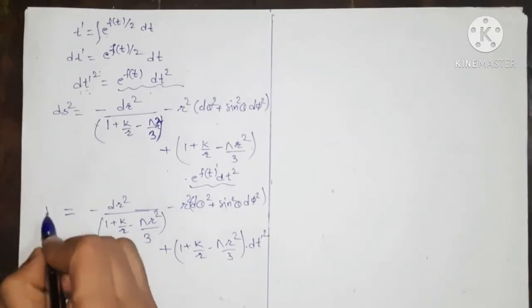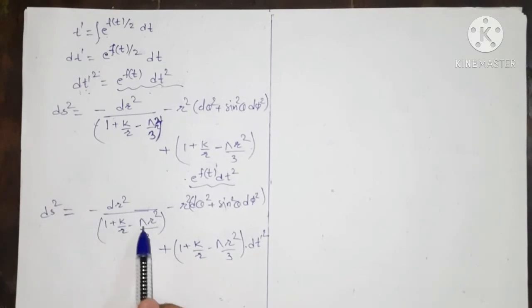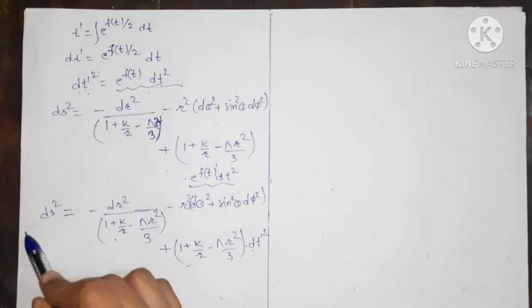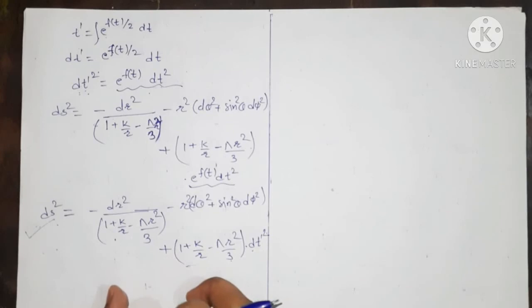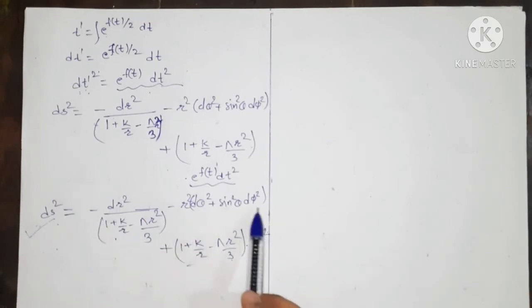Okay, so this is our form of ds square, and here g11, the coefficient of dr square, is a function of r alone. The coefficient of dt dash square is also a function of r alone, that is, all g mn are independent of the time coordinate, and thus this line element is static. It is also spherically symmetric because we have the spherical coordinates r, theta and phi.